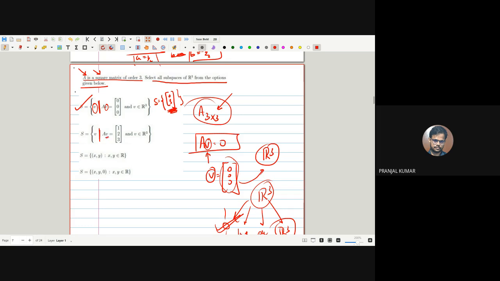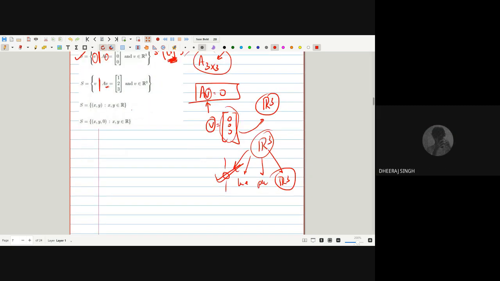What about this V? Now I don't know any information about A. So I cannot say that it is a subspace. Why can I not say that? Because it's not homogeneous. See, if A was an invertible matrix, and there is some vector here, 1, 2, 3, then I know that V will be unique, yes or no?